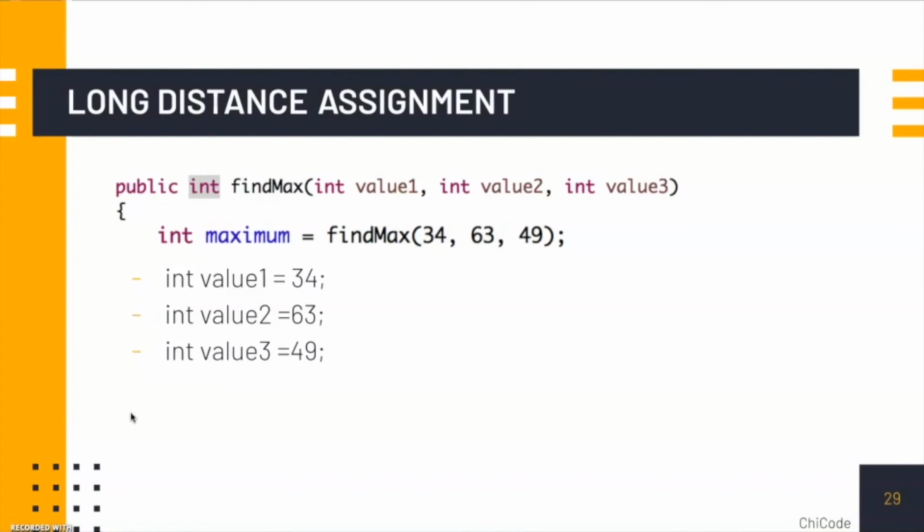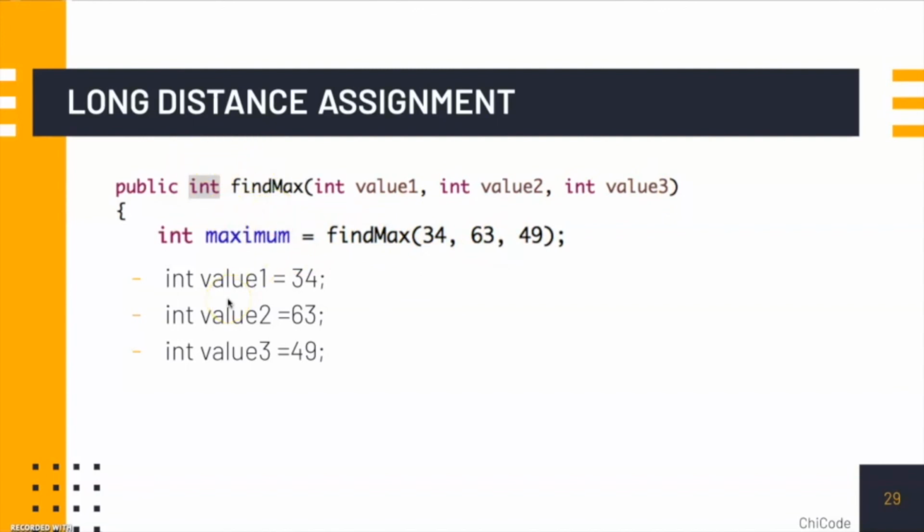Now let's talk about long distance assignment. I know that we are almost through the lesson, so let's first talk about long distance assignment. Long distance assignment is, let's say, when I call a method called findMax. This method has 3 parameters. So when I call the method, I'm going to input 3 values that I want to be stored. And I want to store the value that I get from findMax, which will be an integer, into maximum.